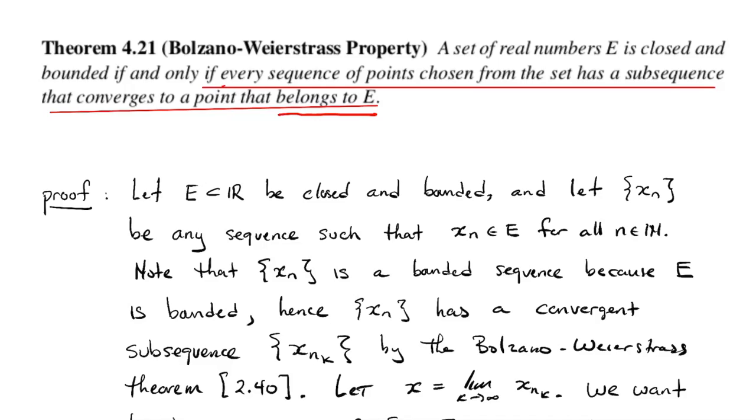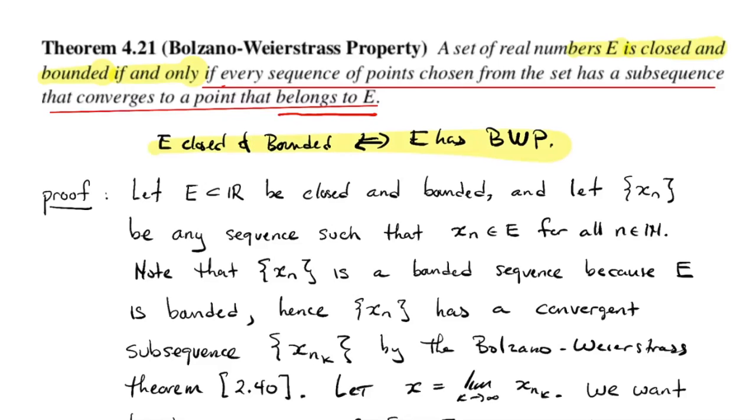So if you take a subset of the real numbers called E, it's both closed and bounded if and only if it has the Bolzano-Weierstrass property. I'm just going to summarize that: E is closed and bounded if and only if E has the Bolzano-Weierstrass property. That's what our theorem is saying. So I want to give you a proof of it. It's a double implication proof, so we'll prove each implication one at a time.